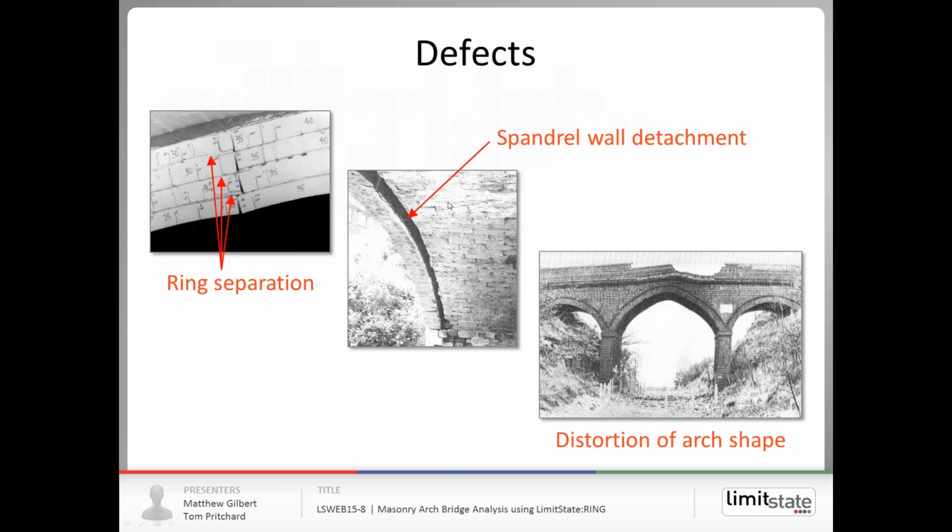Also very common, if we look underneath the bridge, we very often will find that there's a crack close to the spandrel wall. We get a separation or detachment of the spandrel wall from the barrel, and very often we will find that the supports have moved slightly or not so slightly, as in the case shown at the right here, and we get distortion of the arch barrel. So it's important that we model in our analysis the actual shape of the bridge rather than the as-built or as-designed shape.